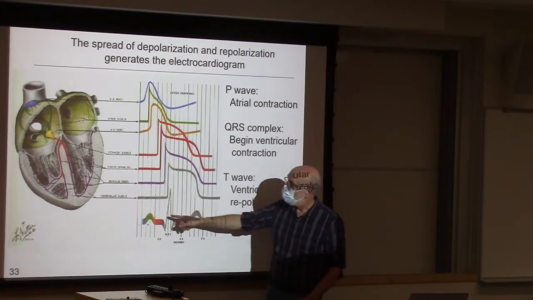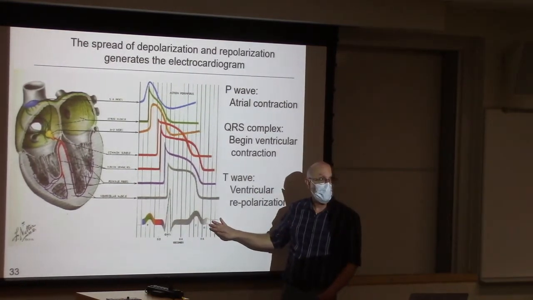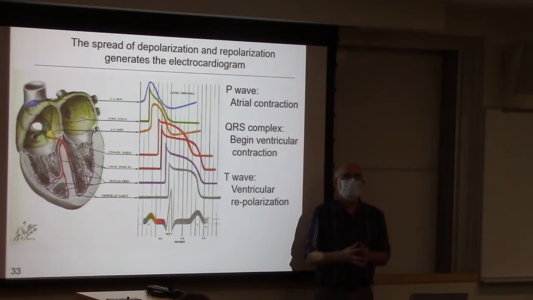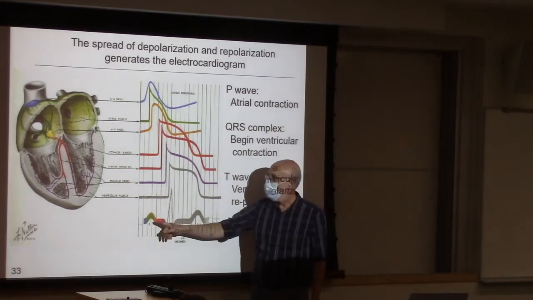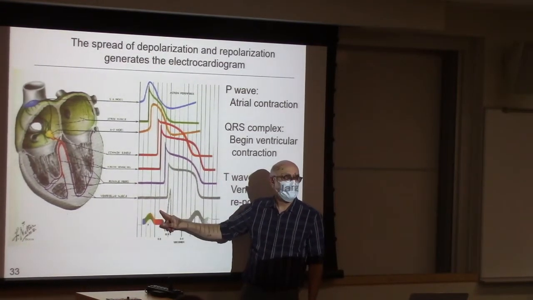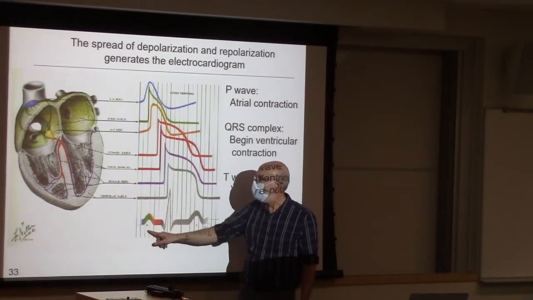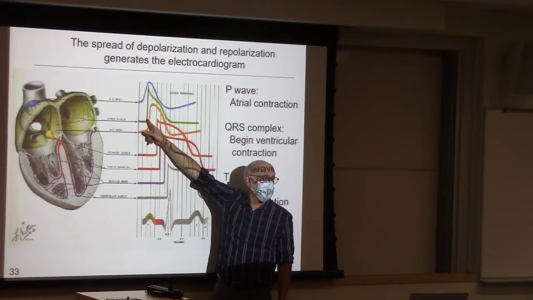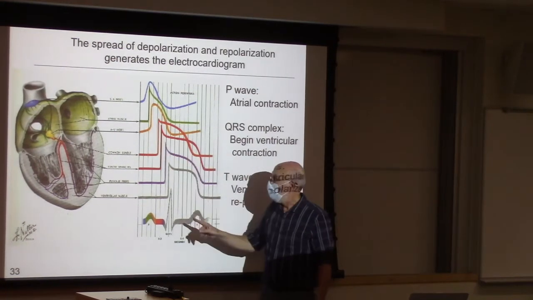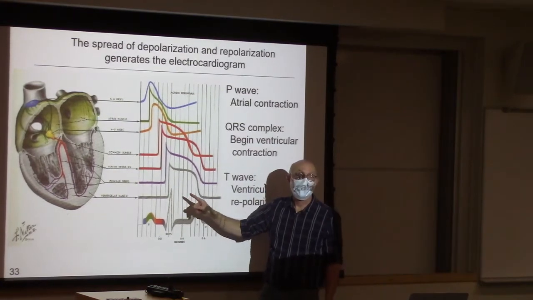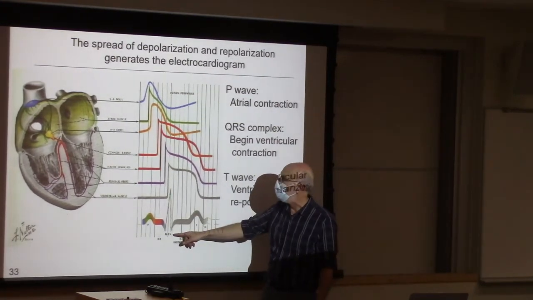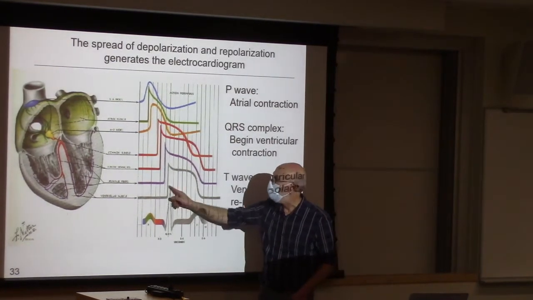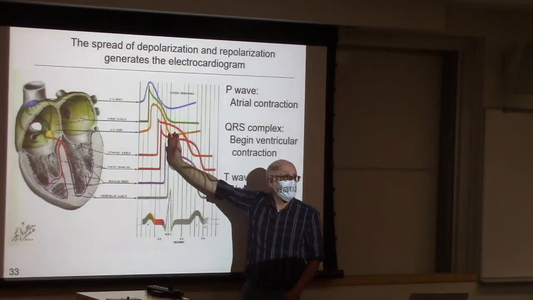Now we're going to get into the electrocardiogram. I'm going to start to use the jargon of electrocardiograms, the language of electrocardiography. The P wave, P as in Peter, is associated with atrial contraction. The spike, which we won't call a spike anymore because we're going to call it a QRS complex, is associated with ventricular contraction.